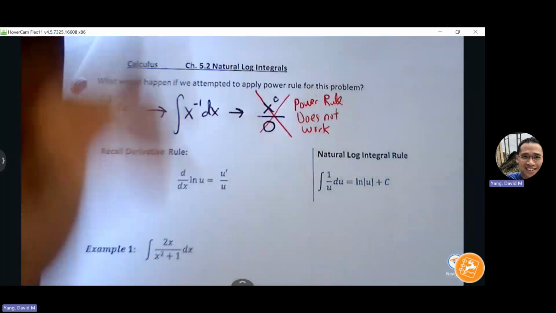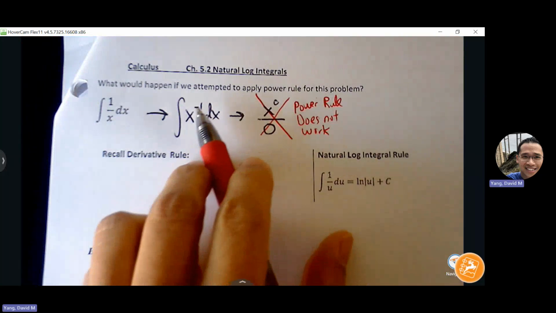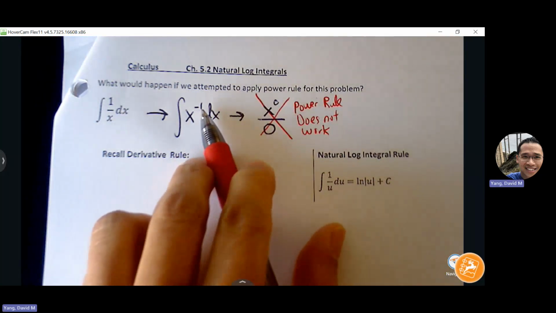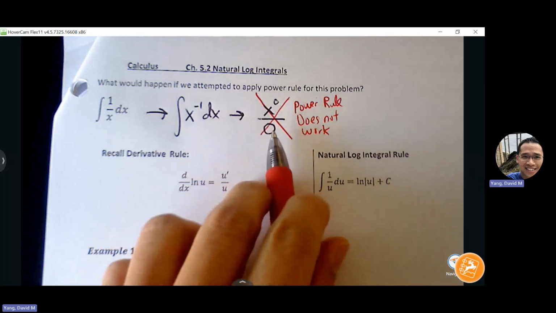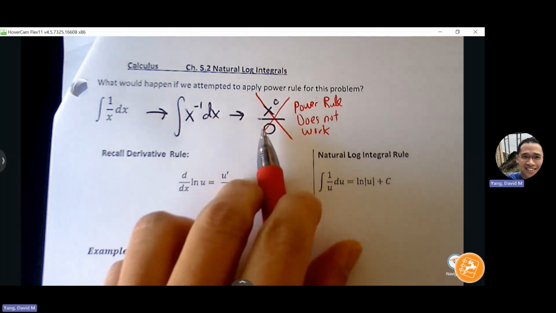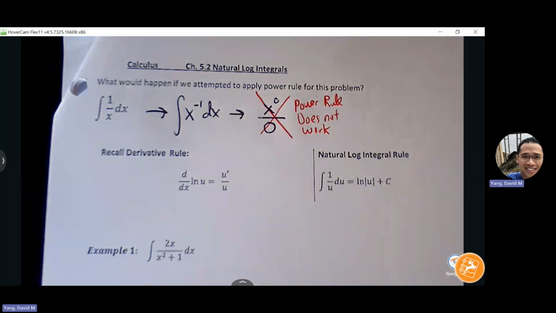And actually, this is the only scenario where power rule doesn't work. If it's any other power, like 1/2 or -1/2, power rule works, because this is the only scenario that will give us a 0 in the denominator. This is the one case that it doesn't work. So power rule fails.